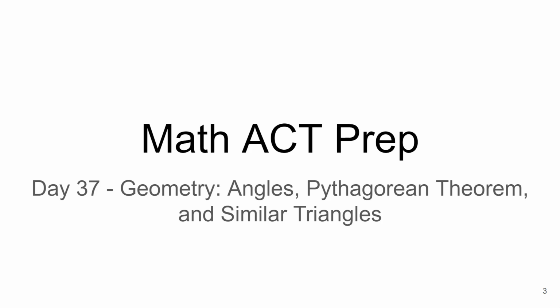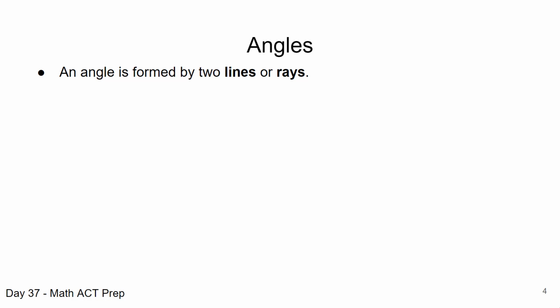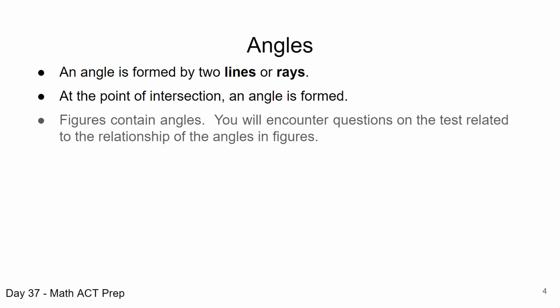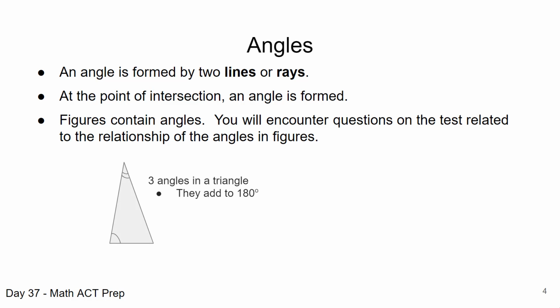This video is on the geometry topics of angles, the Pythagorean theorem, and then we're going to look at similar triangles. So by definition, an angle is formed by two lines or rays, and the point of intersection is where an angle is formed. And you're probably very familiar with angles. Many figures contain angles, and we're going to see quite a few questions on the ACT related to angles and their relationships within a figure.